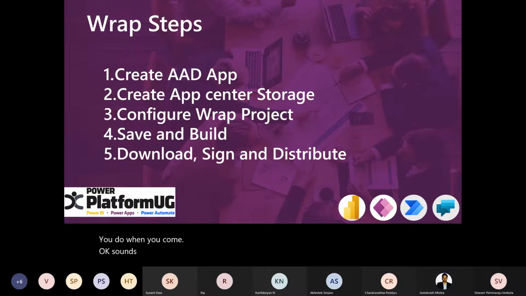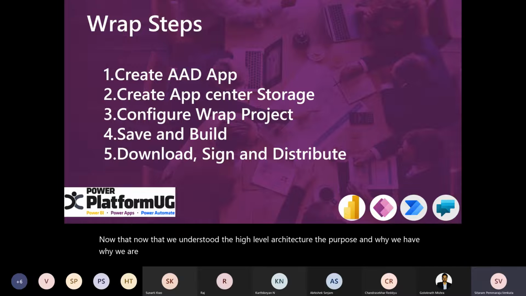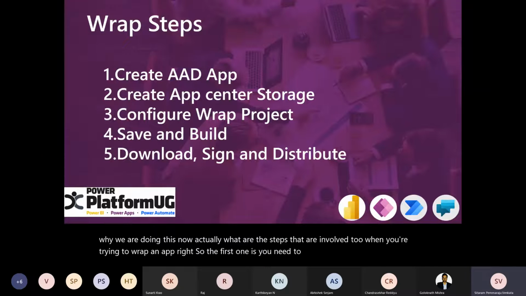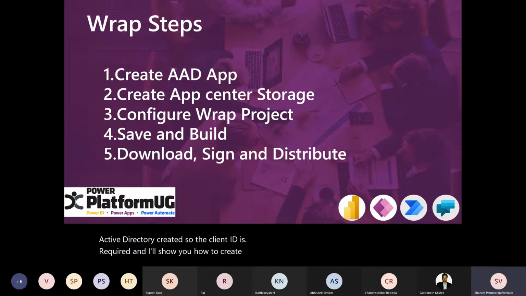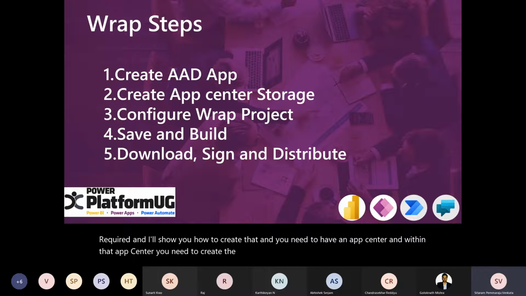So now that we understood the high level architecture, the purpose, and why we are doing this, what are the steps involved when you're trying to wrap an app? The first one is you need to have an AAD, an Active Directory created. So the client AAD ID is required, and I'll show you how to create that. And you need to have an app center, and within that app center, you need to create the storage, probably one for Android and one for iOS. I'll also show you how to do it.